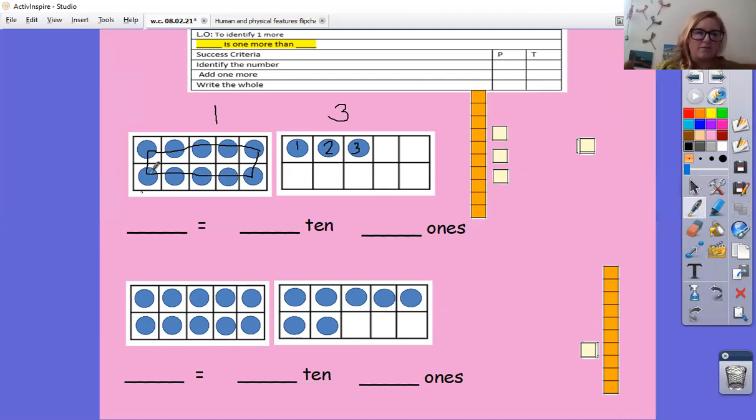So I can say that my whole is, well, let's have a look. What is my whole? My whole is 1 10 and 3 1s. The whole is 13. 13 has 1 10 and 3 1s. Fantastic. Let's have a look at our next number.